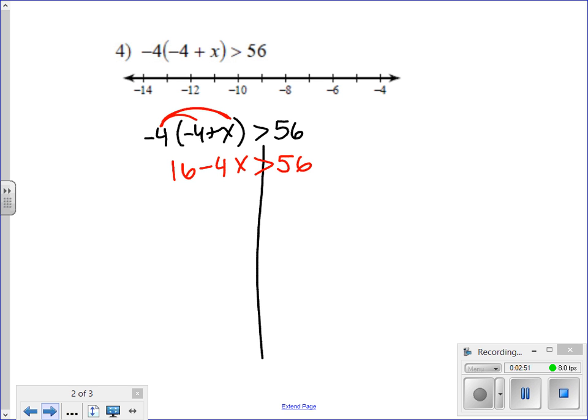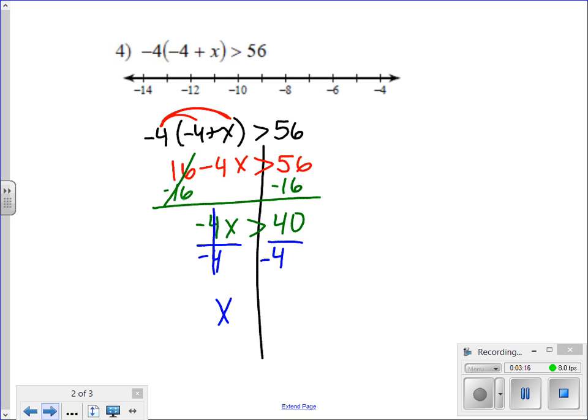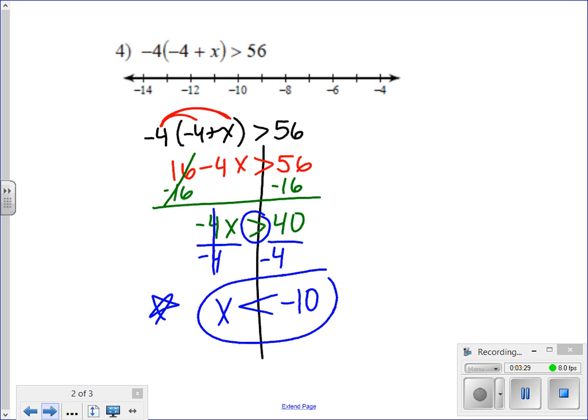Now, in order to get x by itself, the next thing I'm going to do is subtract 16 from both sides. That allows me to get the term with the x by itself and say that that is greater than 40. Finally, in order to get x all alone, I'm going to divide both sides by negative 4. Because I divided by a negative, here's where you have to be careful. The sign is going to flip because I divided by a negative. And now I have the solution x is less than negative 10.